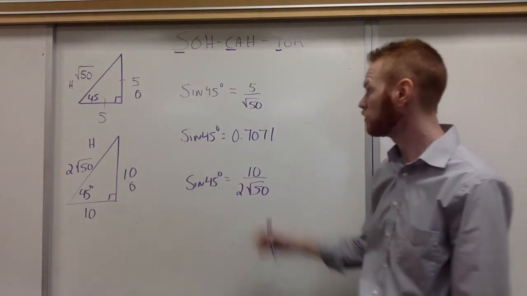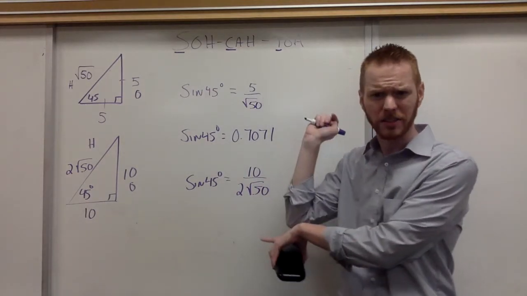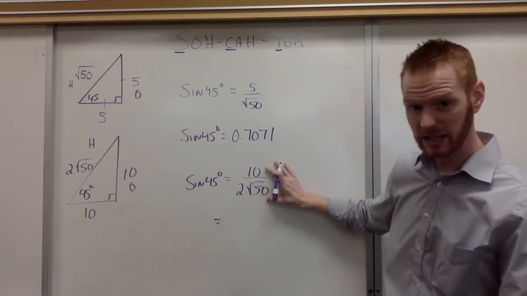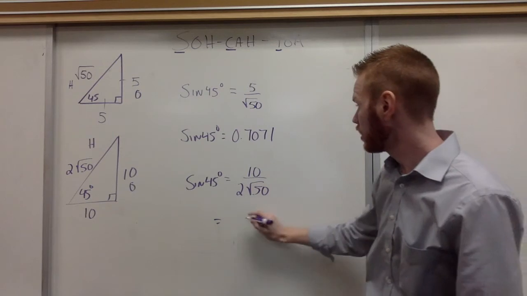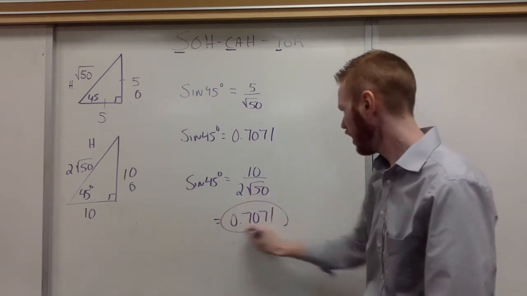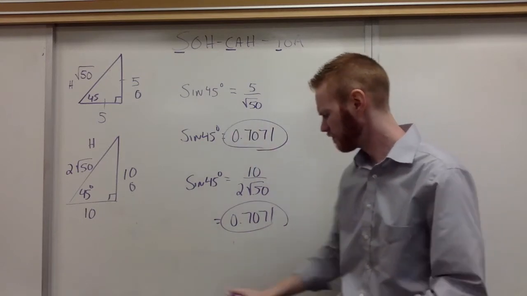A lot of you, if you know how to reduce, are probably thinking it's the same thing, and it should be. If you type this in your calculator, 10 divided by 2 times square root of 50, you will get 0.7071. Hey, that's interesting.